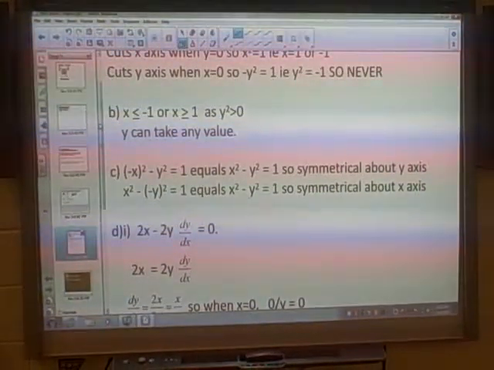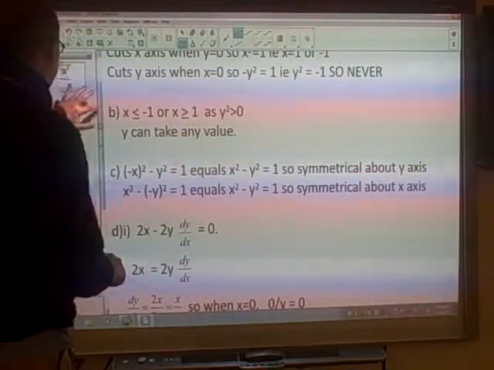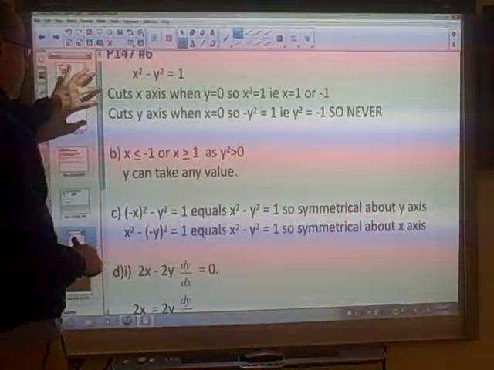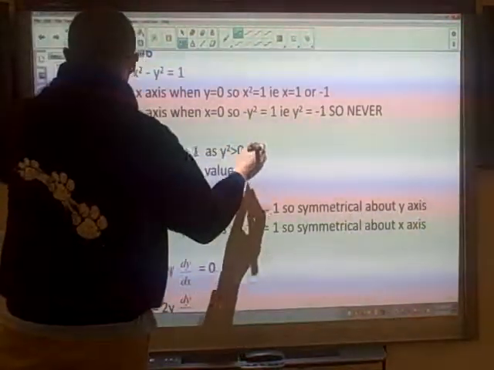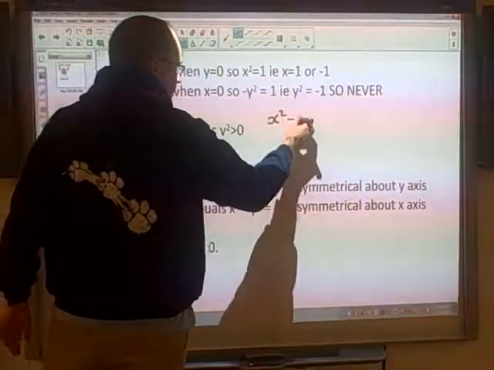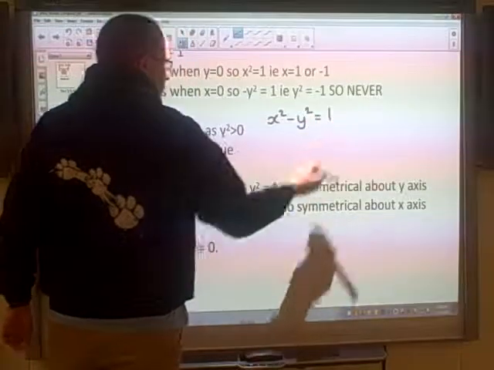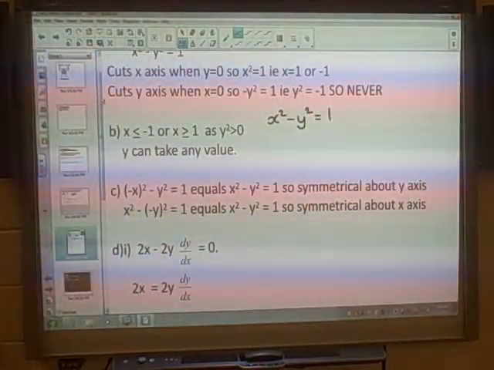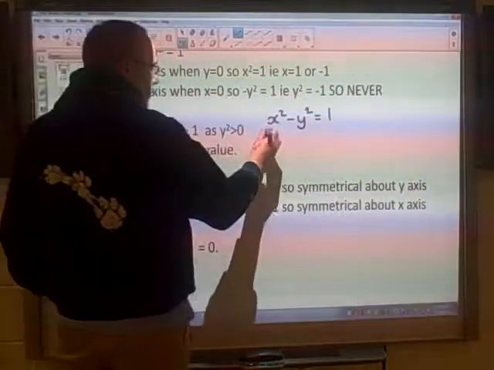Now I'm going to go back to part B for a second. I'd like to give you another way of thinking about this question, which is slightly more algebraic. So I've got x squared minus y squared equals 1. And now we're asked to consider which x values we can take. So what we're trying to do is solve for x here.